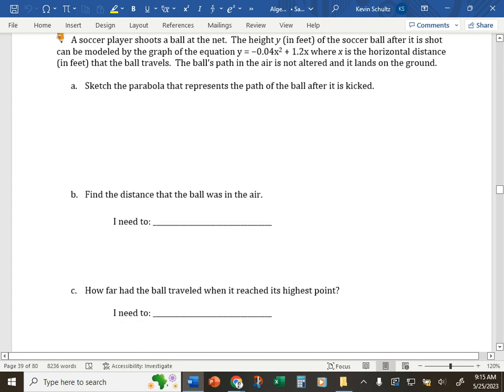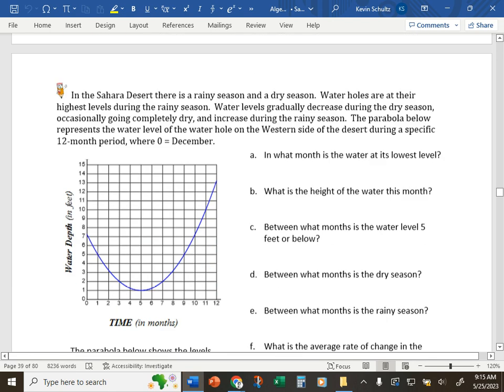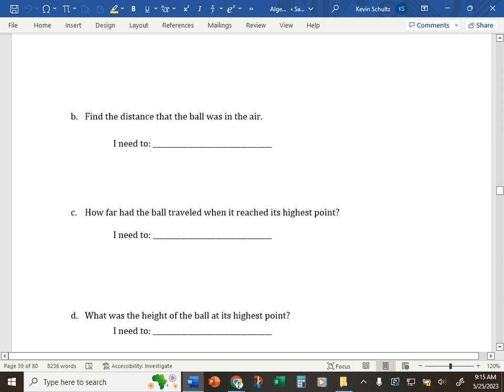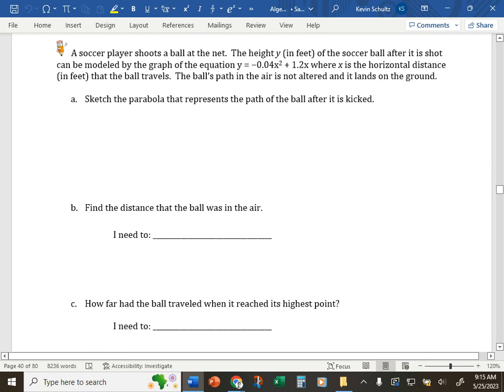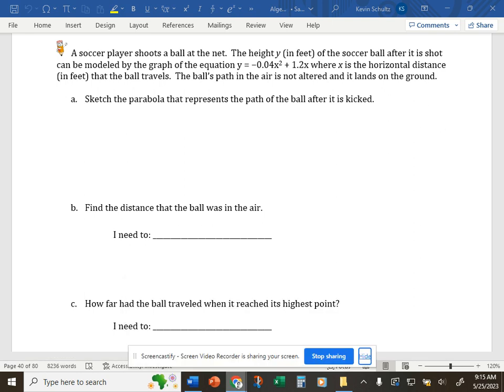Your homework is to do the next one with the soccer ball. This is due on Monday. That's how you math. Tuesday. Tuesday. Thank you.